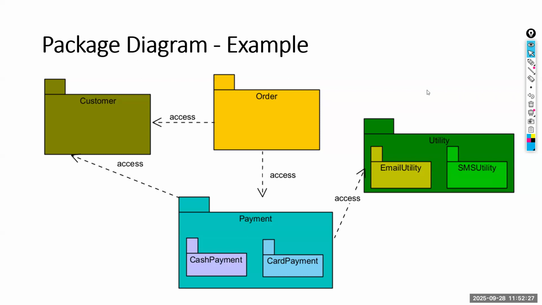So this is an example. Some dependencies. This package accesses these two packages, this package accesses this package, and this package accesses this package. Access means dependency. So payment depends on utility. Order depends on customer. Order depends on payment.